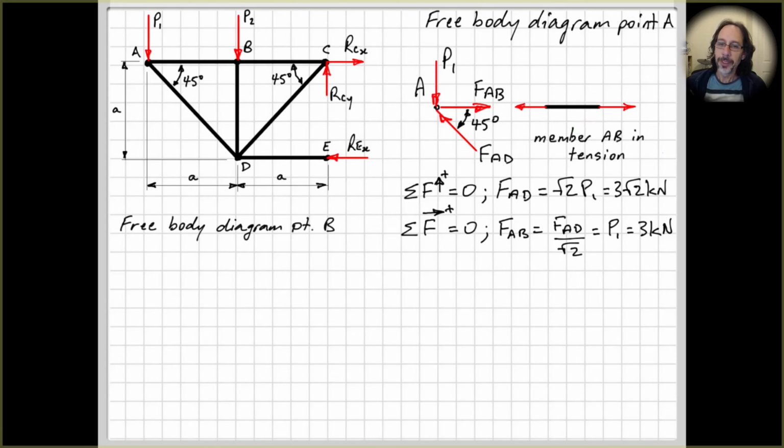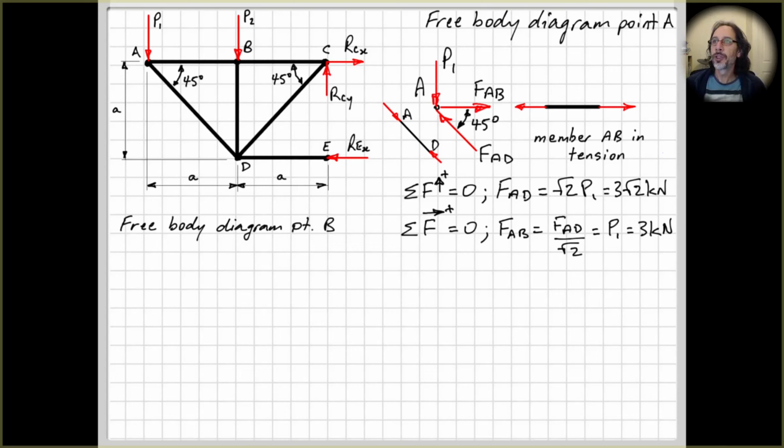And we could do the same thing for member FAD. Okay, so if that's member FAD, then we need to have equal and opposite to this over here, right? So we'll have a force here like that. And then, of course, at the other end, we need to have equal and opposite again. Right, so hopefully you can see that that's now in compression.